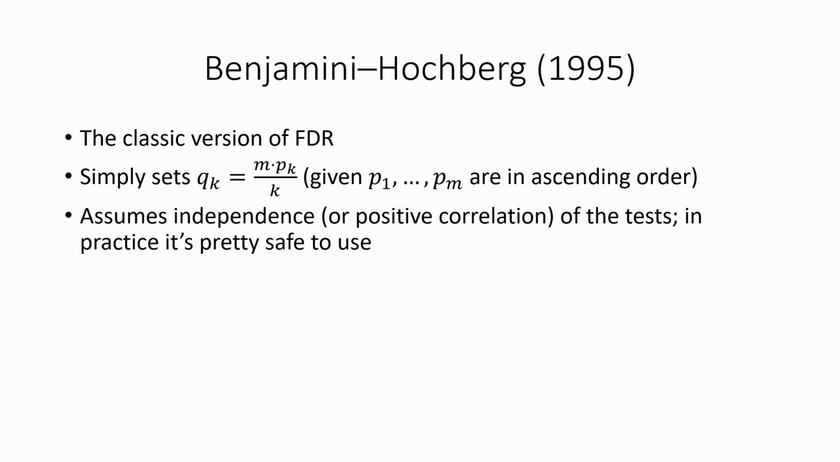Now, an important thing to notice about this correction procedure is that it actually makes an assumption about the kind of tests that we run, and specifically it assumes that they are independent, or if we want to be more precise, it assumes that they are positively correlated, but not negatively correlated. Okay, and I'm not going to explain what it means. It's a very technical kind of definition.